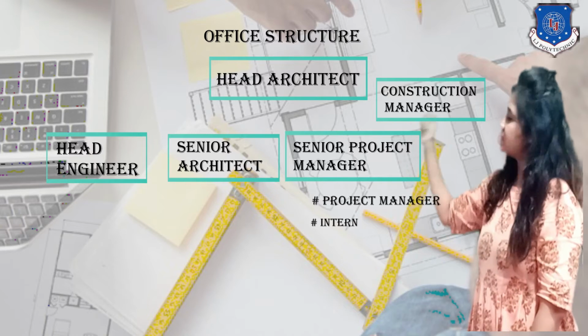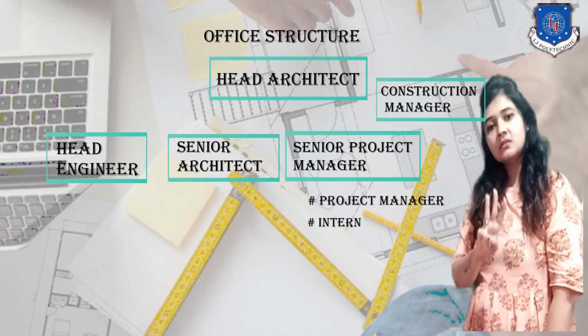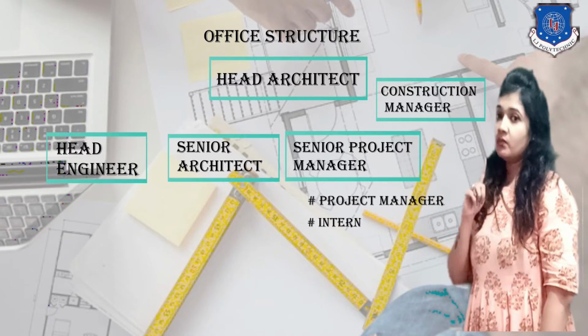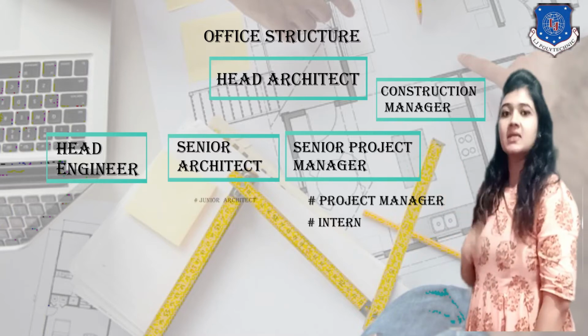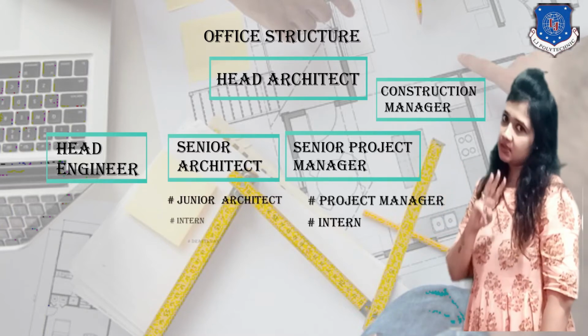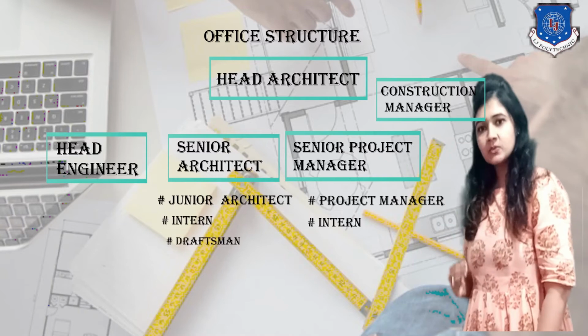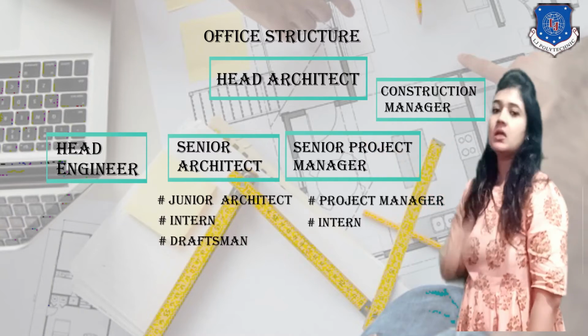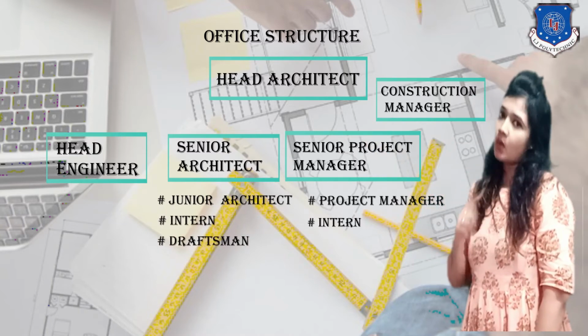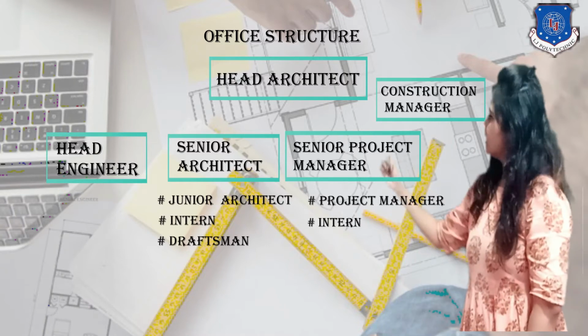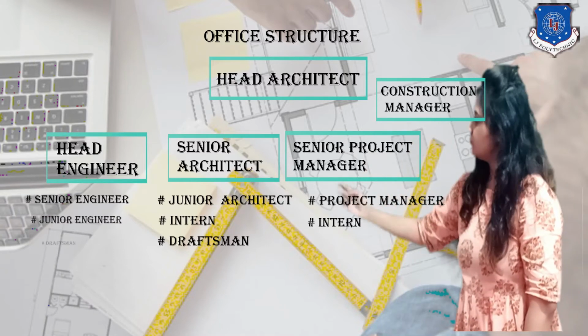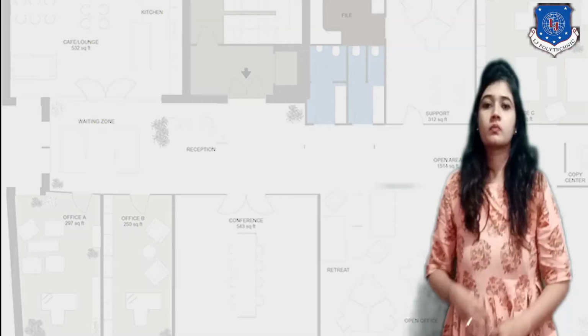In the same way, with the senior architect, there are mainly three persons who work under him. First is the junior architect, second is the intern and third is the draftsman. As well as with the head engineer, there are also three persons who work under him. First is the senior engineer, then the junior engineer and the interns.